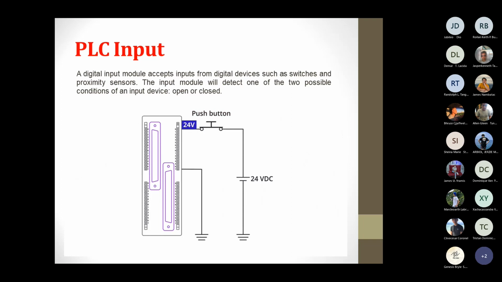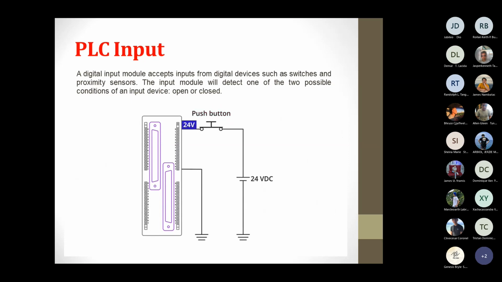Again, we have to understand this one, so for us to easily grasp what will happen in a PLC. The function of the input module of the PLC is to detect whether the device connected to it is open or closed. That is the only function of the input module. That is why we only connect switches to the input module, because the function of a switch is to create or break contact. So the PLC input module will then identify if the switch is open or closed.